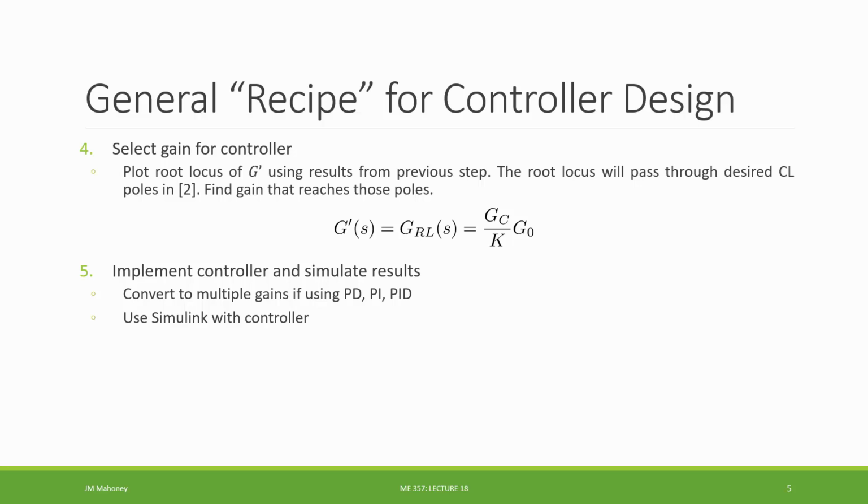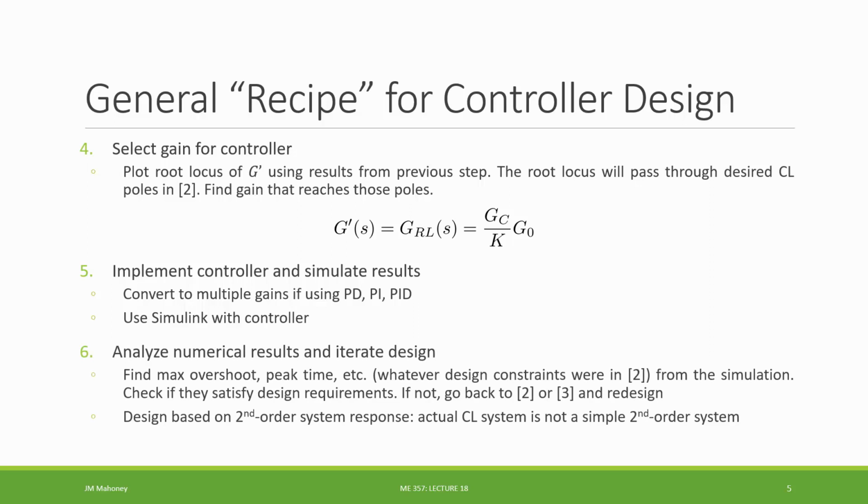So once we run the numerical simulation, now we're going to analyze those results. From the simulation, we can find what the actual overshoot is, peak time, whatever those design parameters were in step number 2 that we were trying to adhere to. And we can see, are we adhering to them? Are we below the maximum or minimum that they needed to be? Do we want to be right on them? Are we close enough?